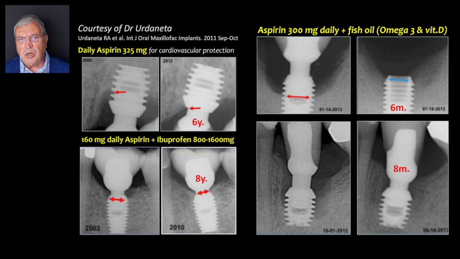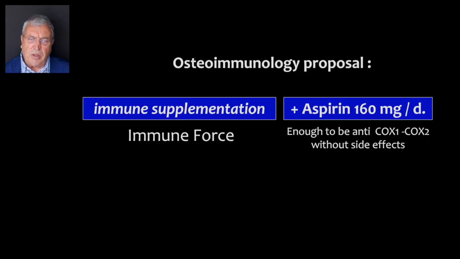Reducing the inflammation, reducing the prostaglandin. And then, if we want to treat medically a peri-implantitis, the way should be the use of immune force and aspirin at 160 milligrams per day. It will be enough to be anti-COX-1 and COX-2, but we will avoid the side effects from the aspirin.